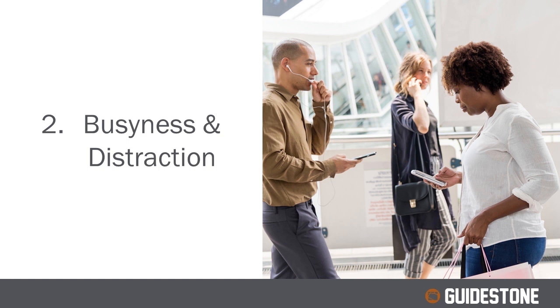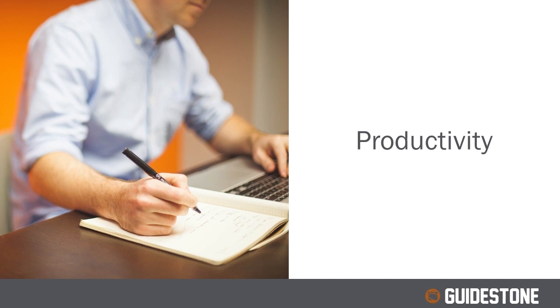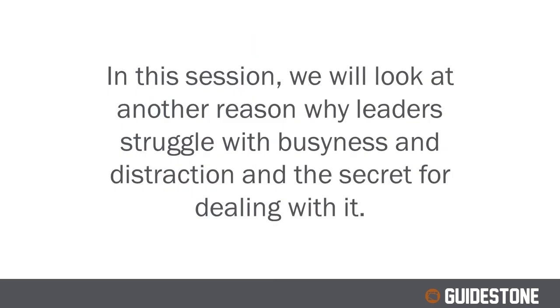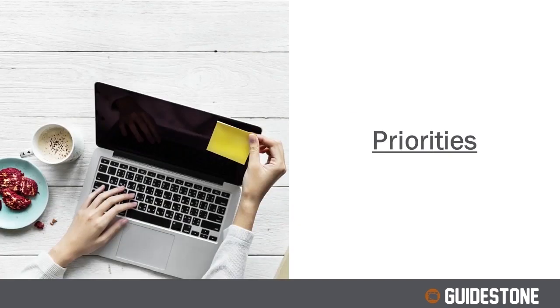In the last session, we looked at one of the primary reasons why we struggle with busyness and distraction, and we talked about productivity. We looked at 5 ways to get more done, to be more productive. In this session, we'll look at another reason why leaders struggle with busyness and distraction, and the secret for dealing with it. But take a moment right now to download the worksheet for this session so you can follow along as we move through. The second reason leaders struggle with busyness and distraction is priorities.